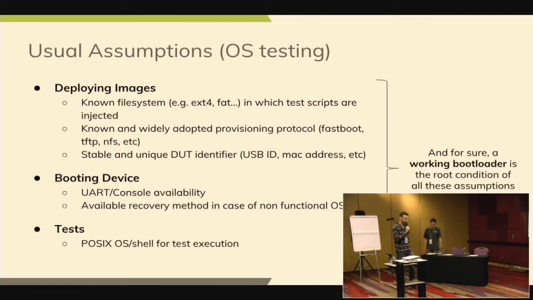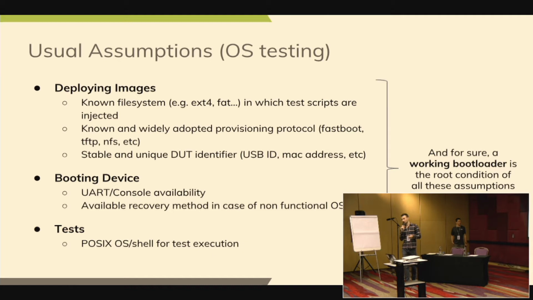So now, when we usually test an OS, we have some assumptions and conditions for this. We need a known file system because Lava will generate the test script, and before sending the image, for example the kernel and rootfs, to the device under test, Lava needs to inject this test into a file system. So Lava needs to have a known file system in which to inject the test script.